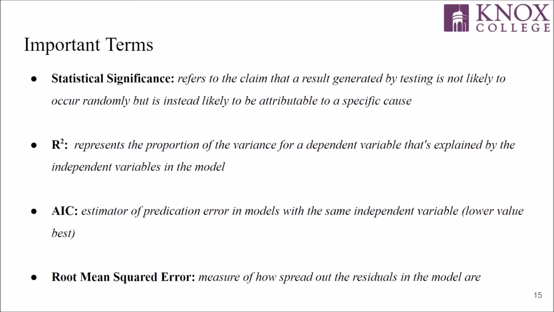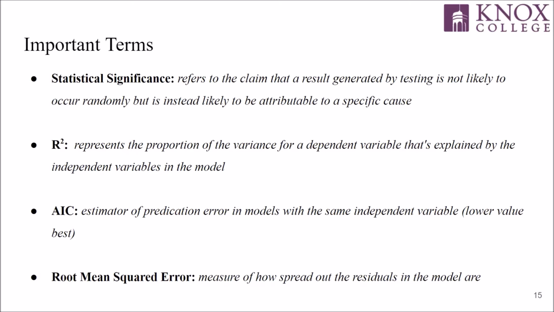So here are some important terms that I feel we should understand before we go into some of the modeling, because it does get quite complex. Statistical significance refers to the claim that a result generated by a test is not likely to occur randomly, but instead is likely attributable to a specific cause. The reason that we talk about this is we want to know whether the variables included in our models are statistically significant at forecasting or helping to model the dependent variable.